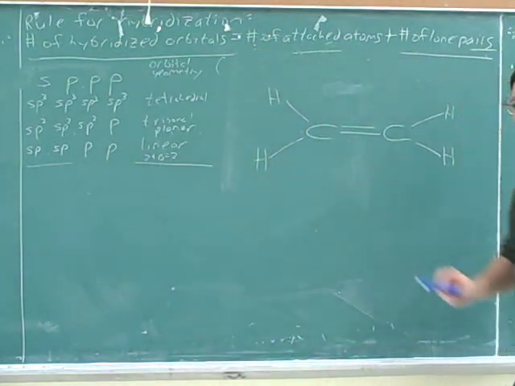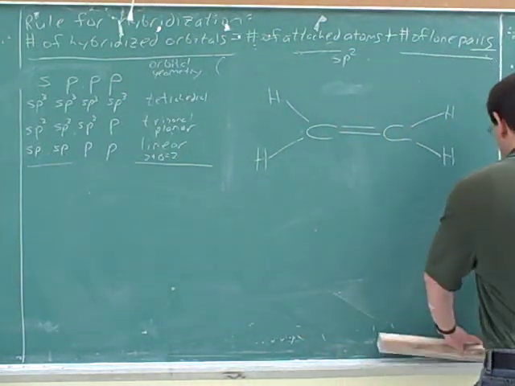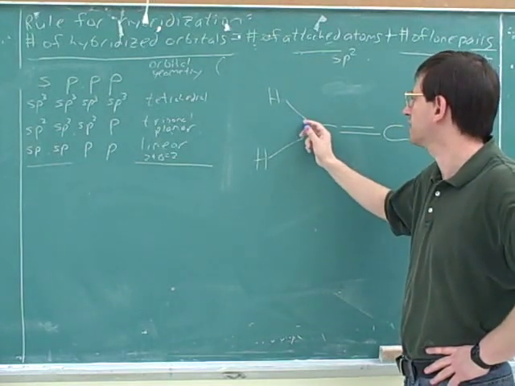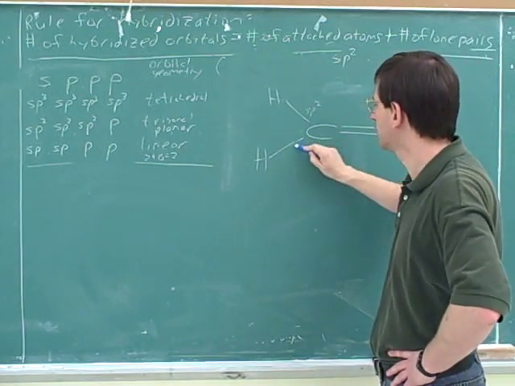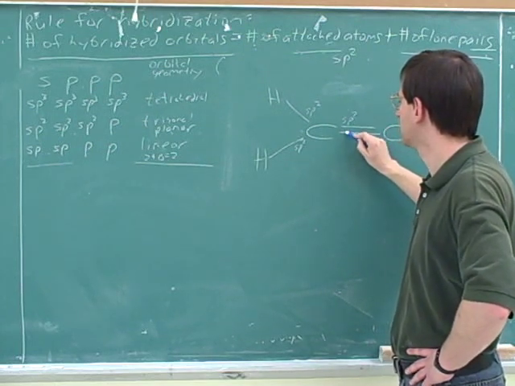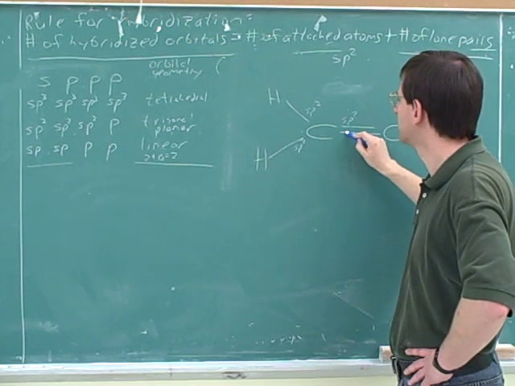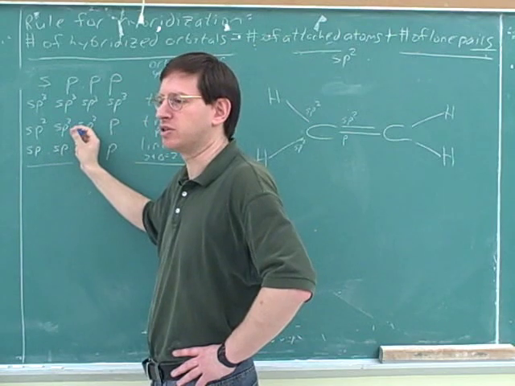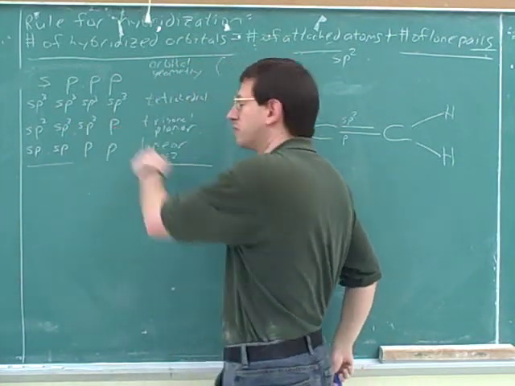The hybridization of this carbon. sp2. What type of orbital do you think it's using in this bond? sp2. And here? sp2. And here? sp2. And here? P. Got to be, because it's only got 3 sp2 orbitals. So it can't use 4 sp2 orbitals, it's got to use 3, and then it's got to have a p orbital left over.